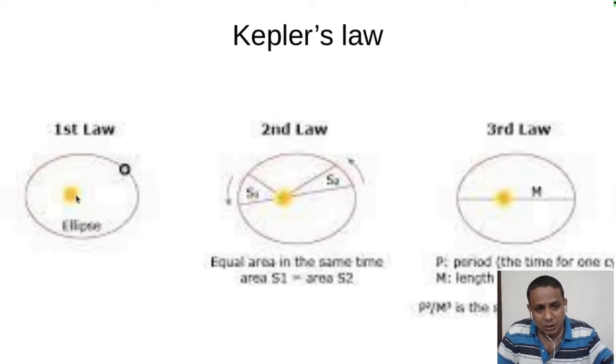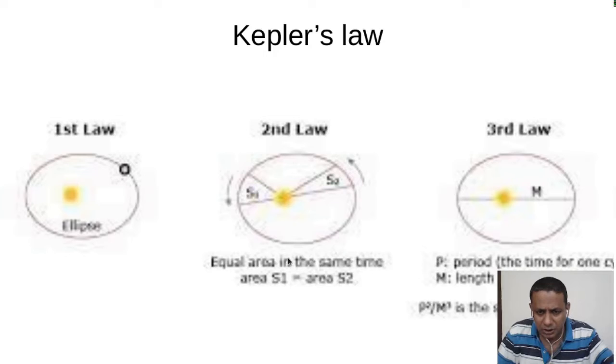And the second law states that the satellite sweeps equal area in equal intervals of time. Equal area in equal interval of time means that here S2 is an area, S1 is another area.